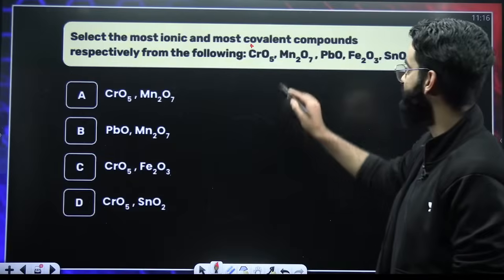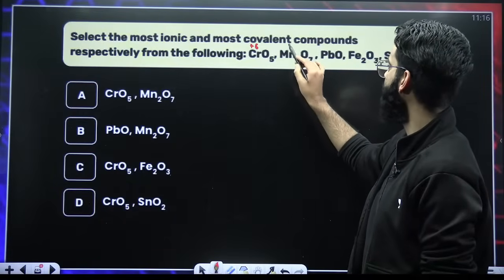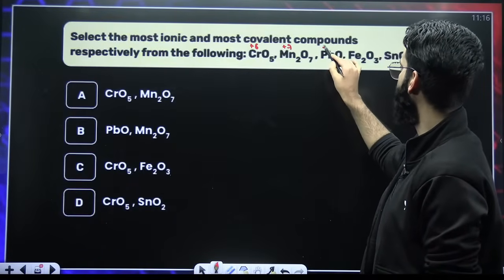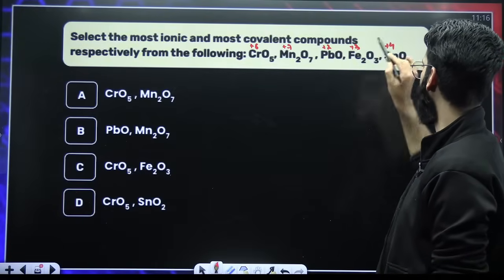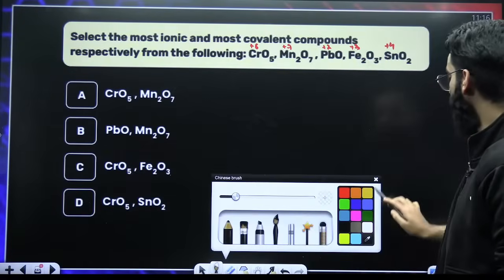What is it? Absolutely, it's +6. Manganese here will be +7. Lead will be in +2. Iron here is in +3. Tin will be in +4. Perfect. So, which one is the most covalent?